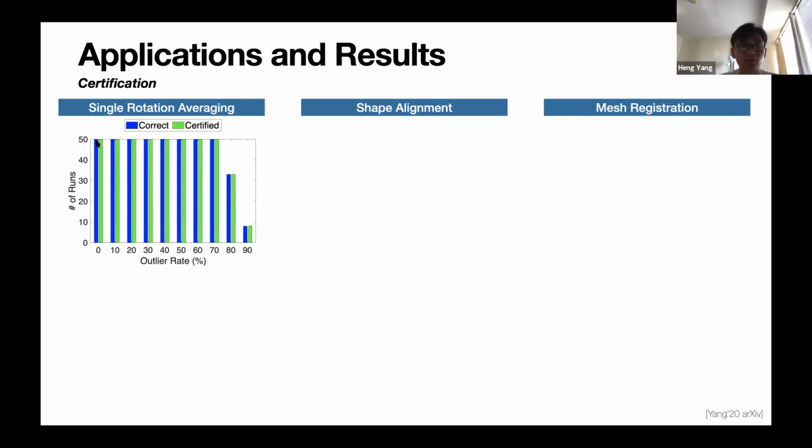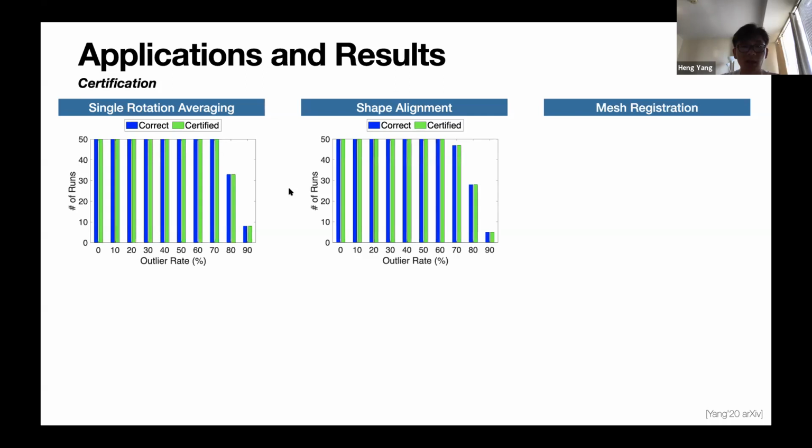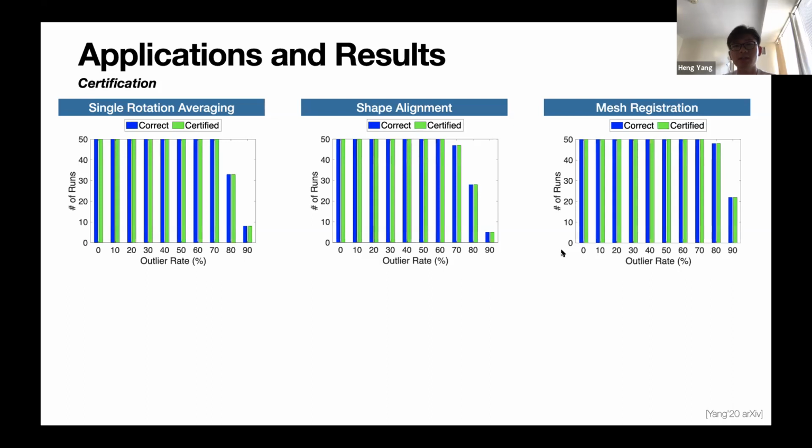So you will see that for all the correct solutions, for all the correct estimates, our DRS certification pipeline was able to provide the correct certificate. And more importantly, when GNC actually fails, its estimates will not be certified. So this gives you a way of detecting wrong solutions in RANSAC or GNC. And similarly, I'm showing the results of shape alignment and mesh registration. You see that the same beautiful results carry over. We were able to certify all correct solutions, and we were able to reject all wrong solutions.